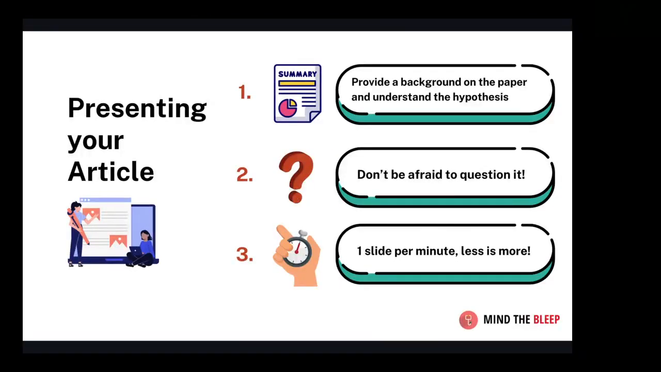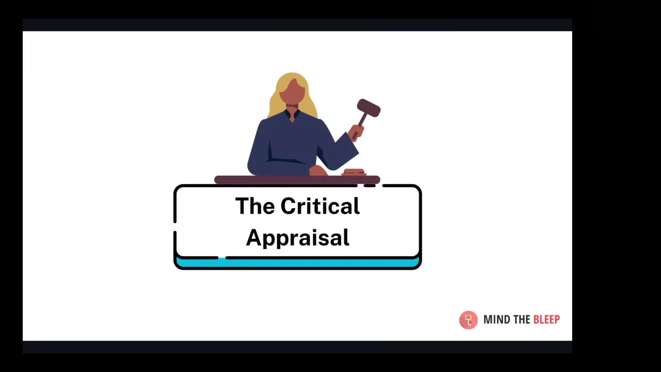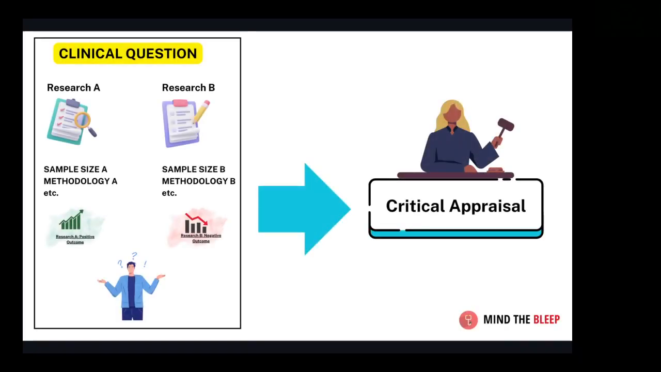Okay, great. So now we can get to the critical appraisal section. Let's say that you create a question, and during your literature search, you come across two articles that answer your question, but the outcomes for both of them contradict the other. How can you tell which of the two reports is reliable and trustworthy? So this is where critical appraisal comes into play.